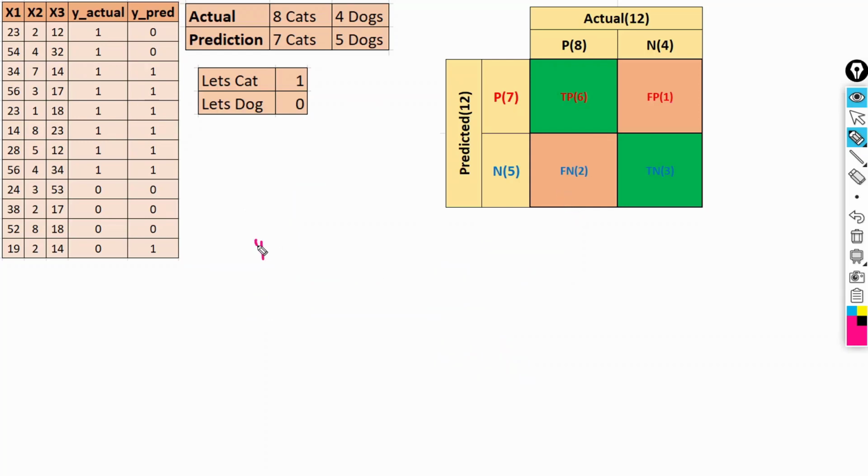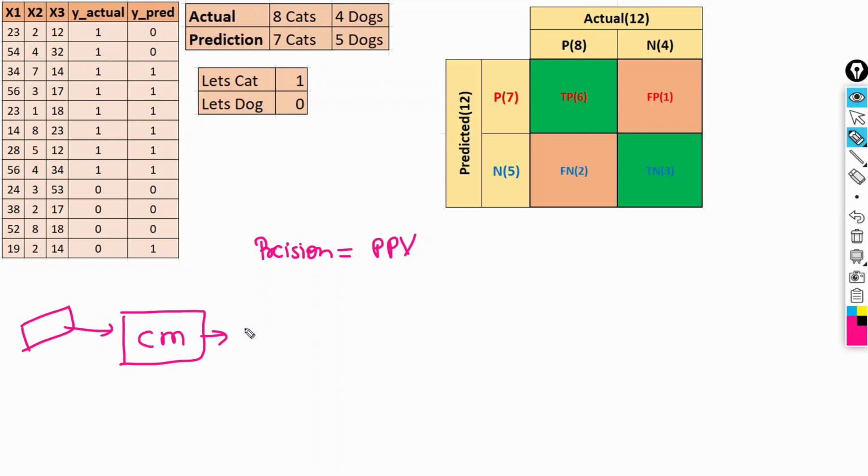So next is the precision, or we can also call it the positive predicted value. So what is the precision? Precision means how precise you are in prediction with your model. Say I created one classification model, in which I want to predict the defaulters and non-defaulters for a credit card.